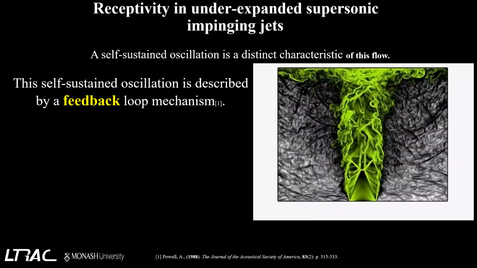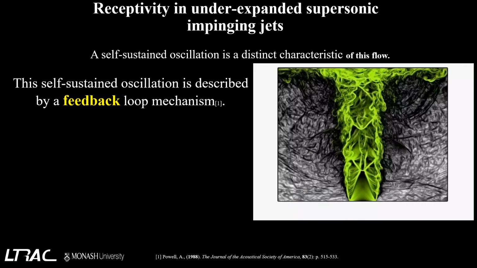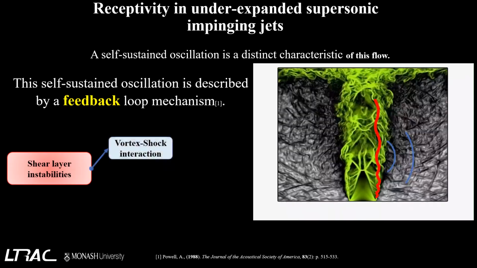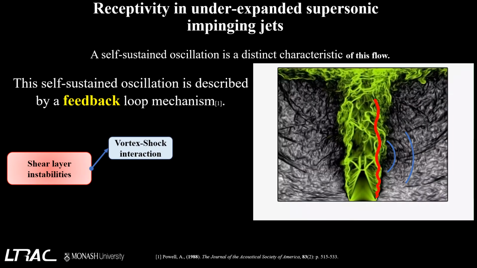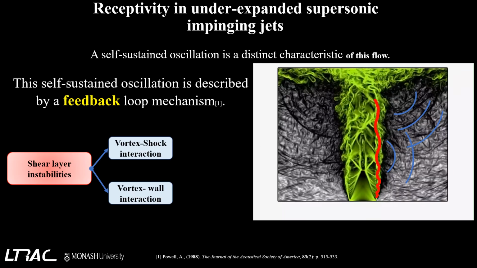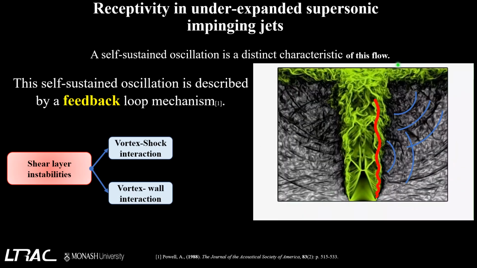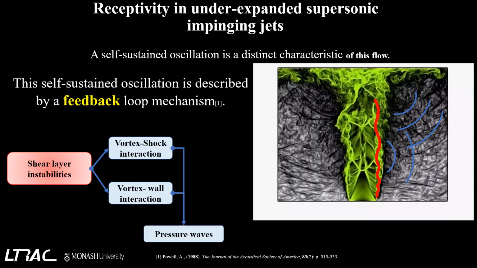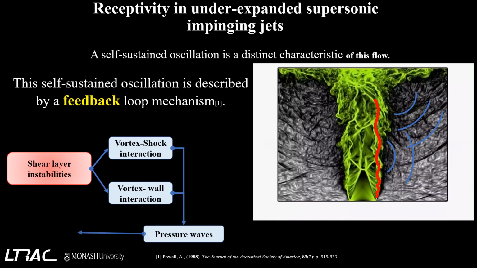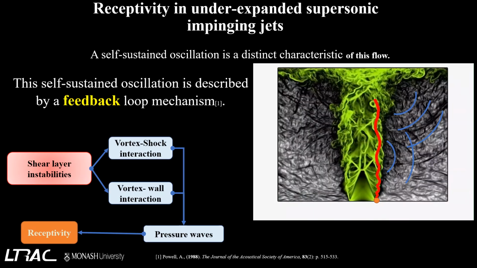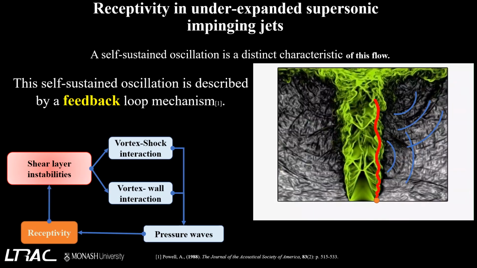The feedback loop consists of four ingredients: shear layer instabilities growing in the shear layer region. They interact with the shock, generating acoustic waves. They also interact with the impingement wall and generate acoustic waves. These acoustic waves propagate toward the nozzle. Through receptivity, they internalize into shear layer instabilities.